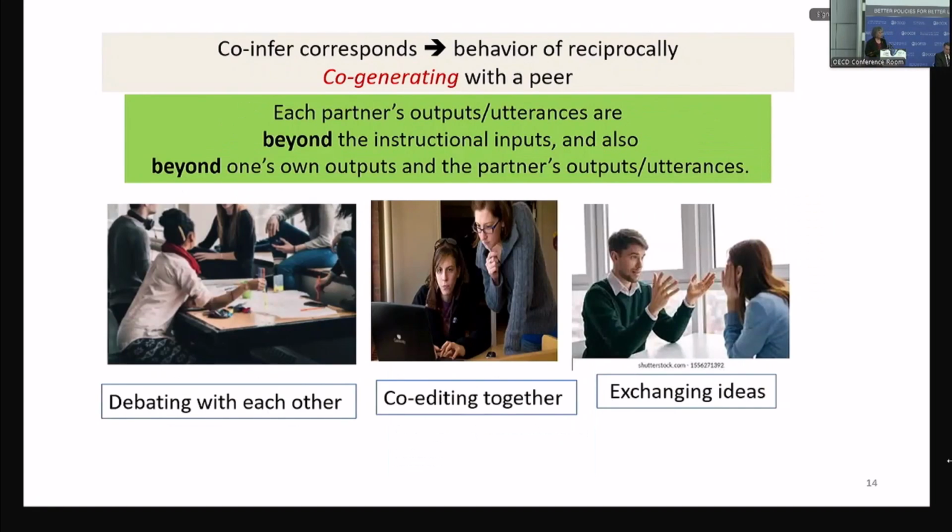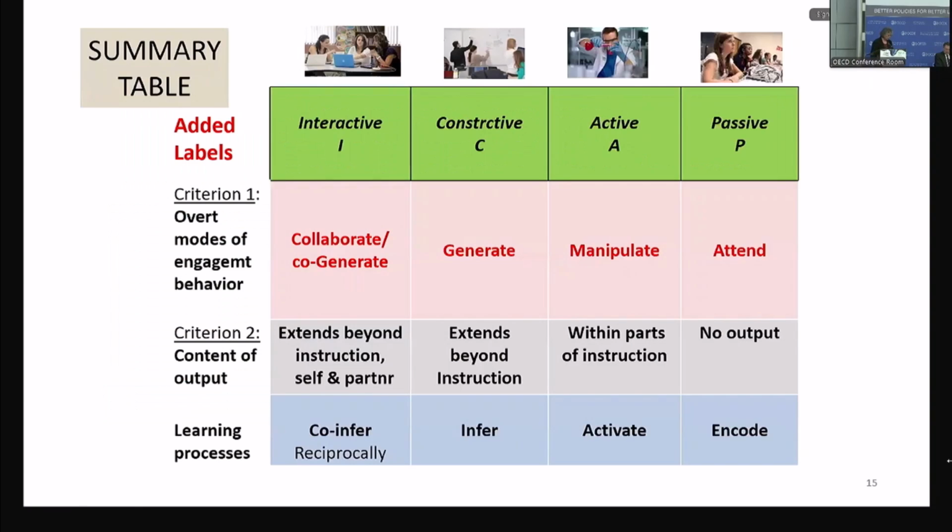Finally, we talked about the importance of co-inferring, which corresponds to the behavior of what I call reciprocally co-generating with a peer, in that, as I illustrated, each partner's outputs are beyond the instruction, beyond your own outputs and the partner's outputs. So we're thinking that perhaps debating with each other is like that, co-editing together is like that, and exchanging ideas. It's not guaranteed unless you analyze the actual output.